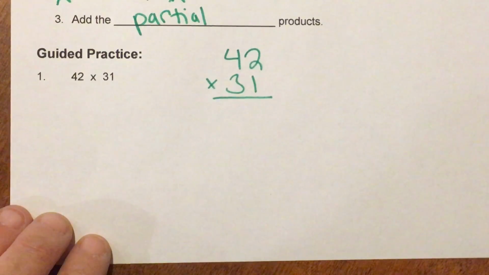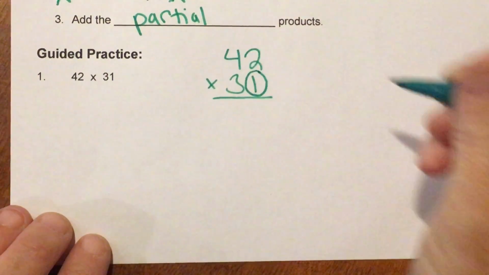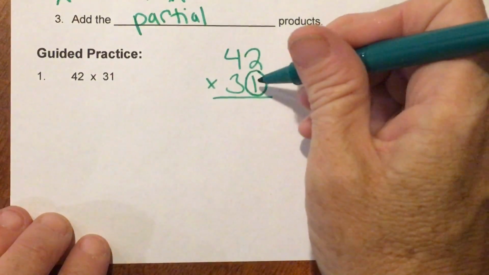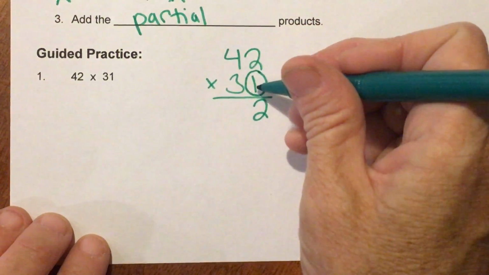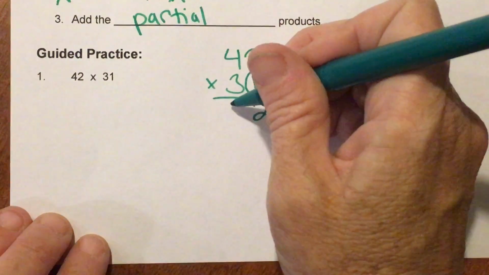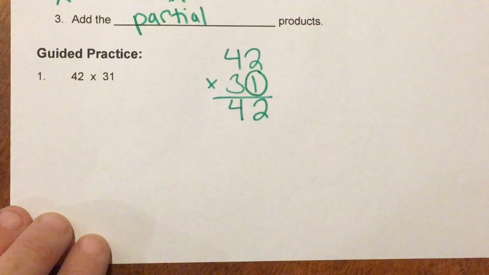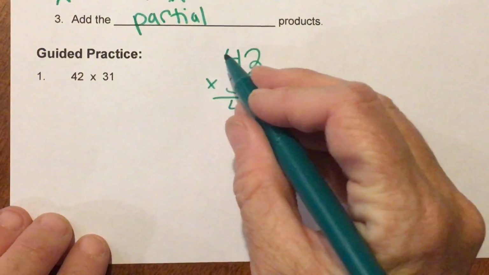Okay, now we're ready to actually do the multiplying. And remember, I always start here. So I have 1 times 2 is 2. And since I'm multiplying with this one, the answer can go under it. 1 times 4 is 4. Now I use this digit 1 for all the other digits.